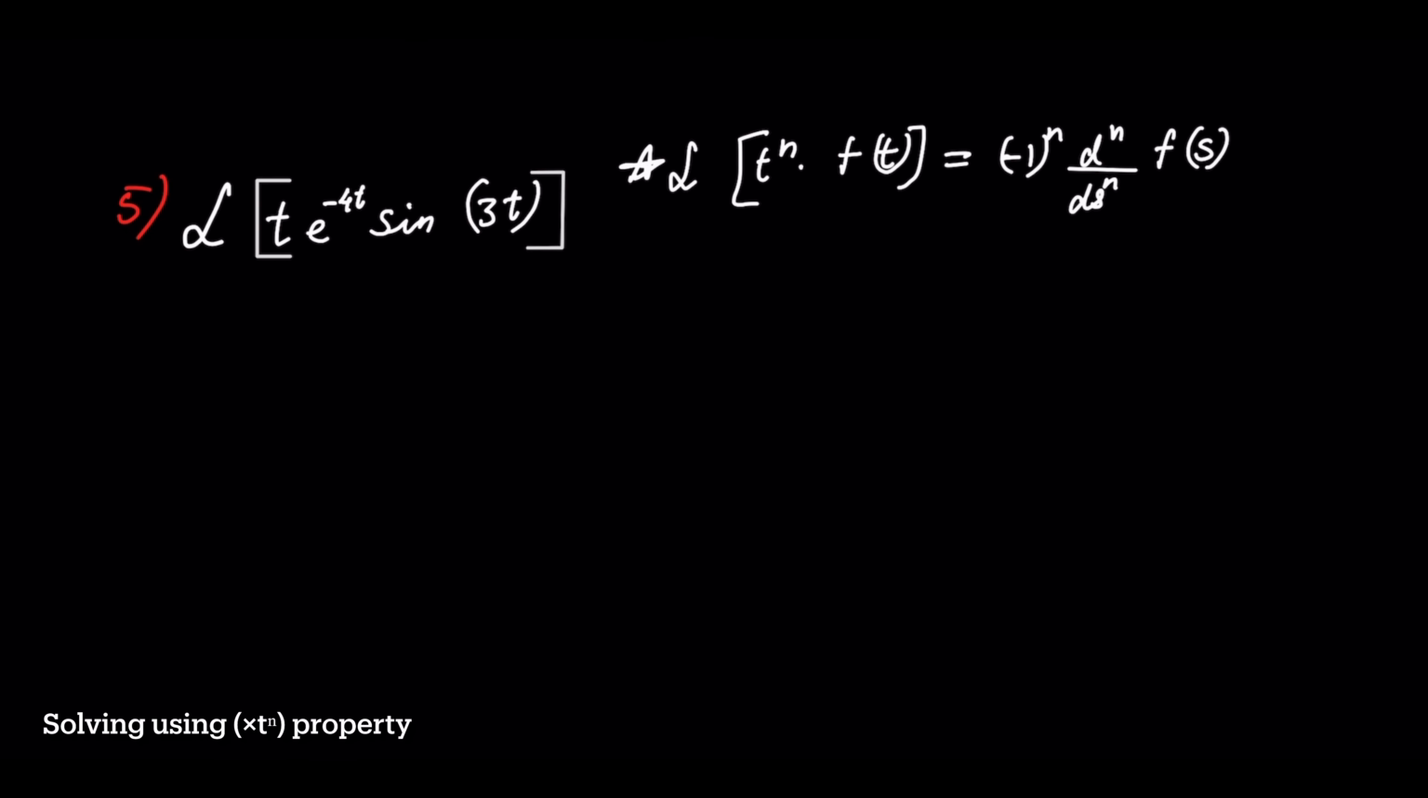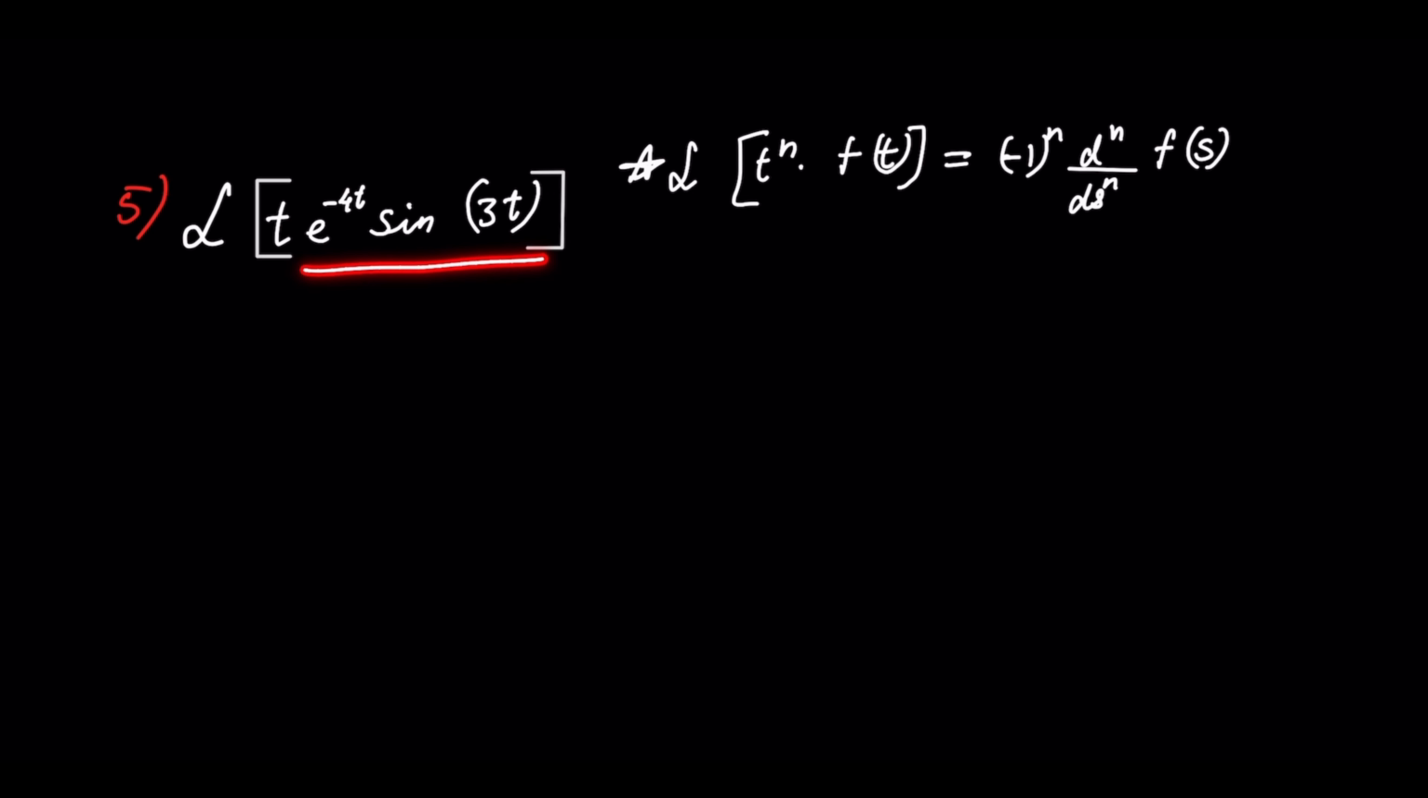Take a look at this question. We can solve this using two methods. First, using multiplication by t power n property, because t is being multiplied with f of t. Then we will solve it again using the shifting property because e power minus 4t is being multiplied with f of t. Now, using the first method, we can see that t power n and t power 1 is here.